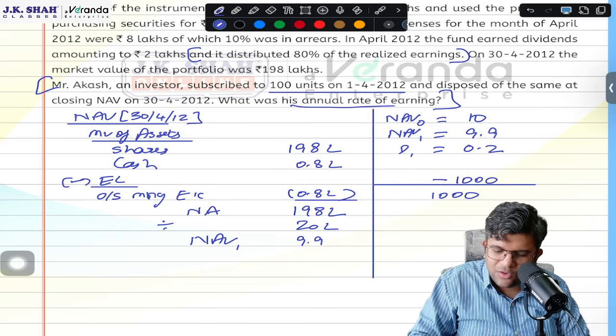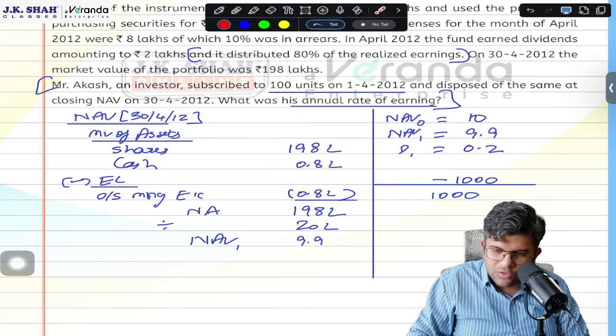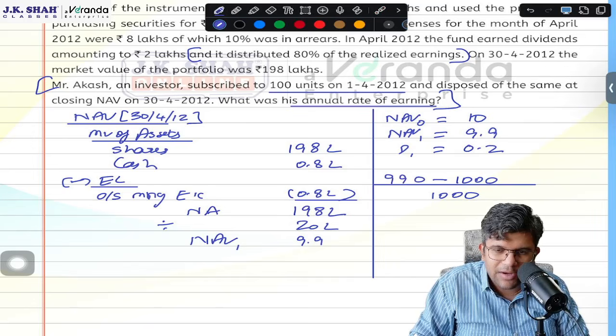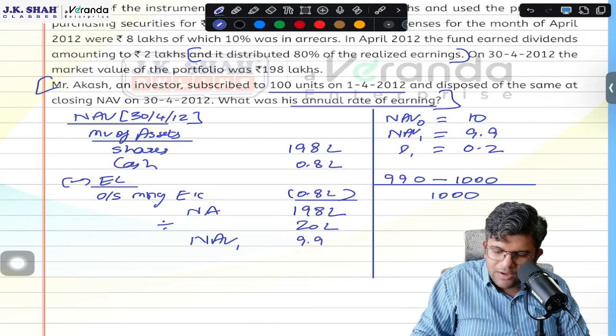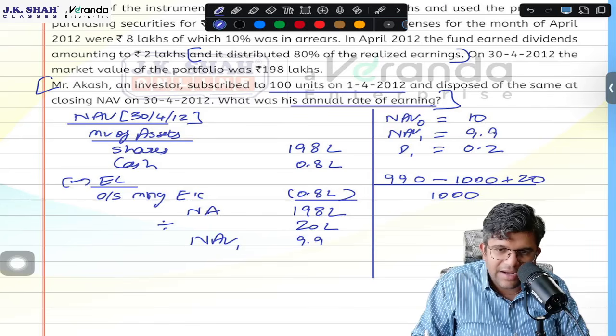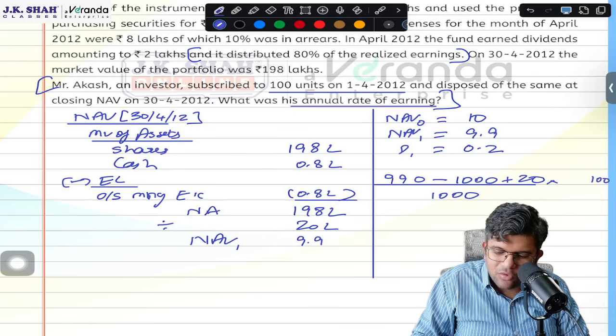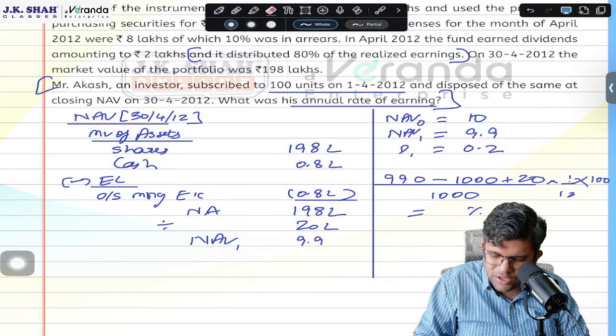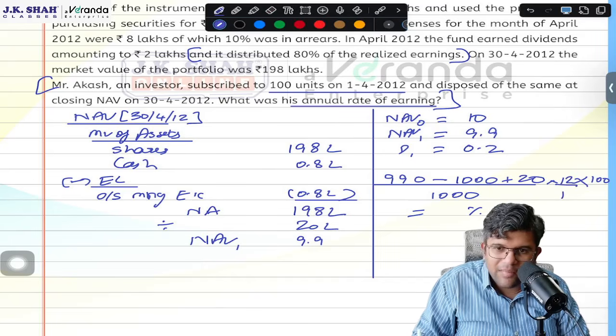Hey, they are asking you annual rate. Remember module 1. So 1000 is the investment value. Are you smart enough to understand 990 is the value of the investment at the end of the period? And do you realize 20 is the dividend that he will get? Give me a yes on this, please. Into 100 if I do, can I say I'll get a percentage return for only 1 month? I'll have to do into 12 by 1. Please give me a yes.